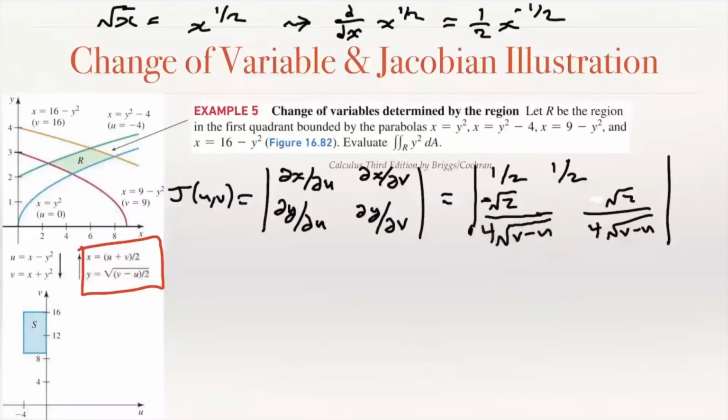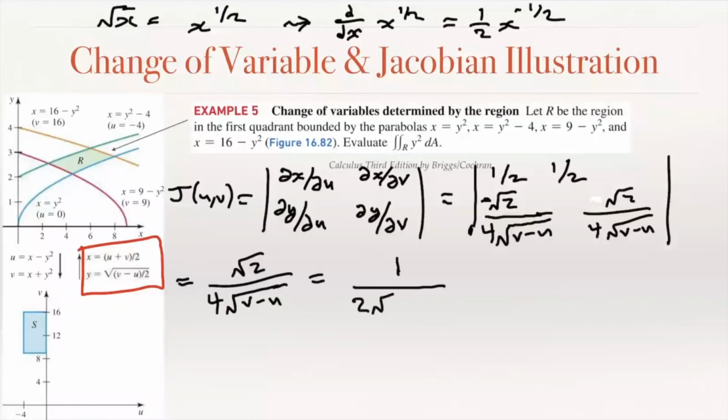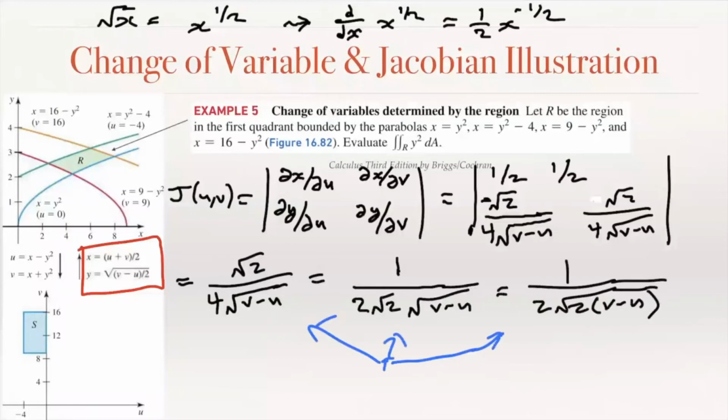And likewise with ∂y/∂v. Now we can compute that determinant. AD minus BC is √2/(4√(v−u)). And if we want, we can rearrange that as 1/(2√2 √(v−u)), or 1/(2√2 times √(v−u)). So these are all just algebraic rearrangements.